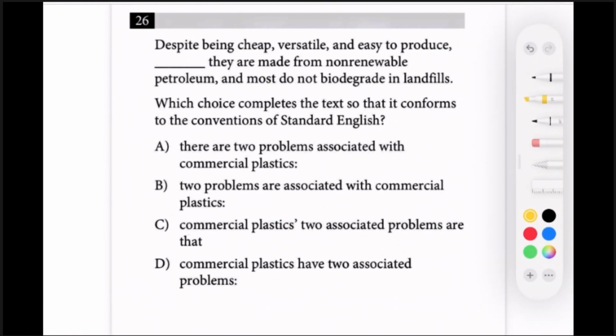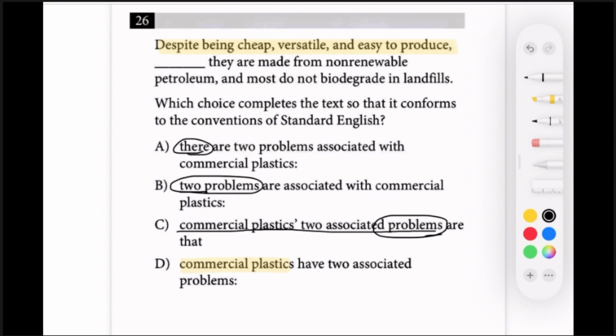Second example. Despite being cheap, versatile, and easy to produce, this is obviously talking about a thing. In this case, the commercial plastics. It can't be talking about there or two problems or the commercial plastics two associated problems.